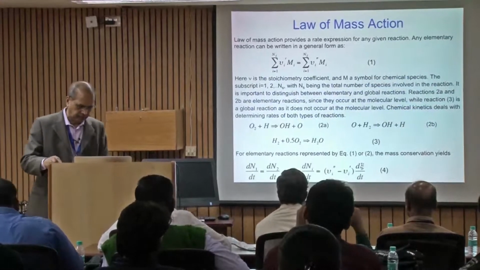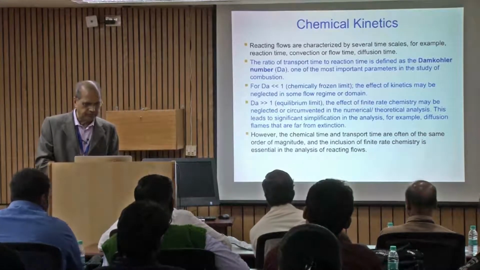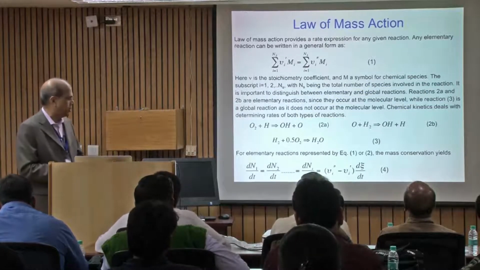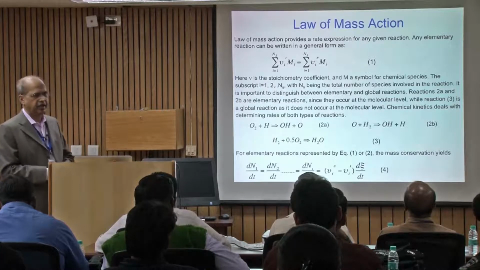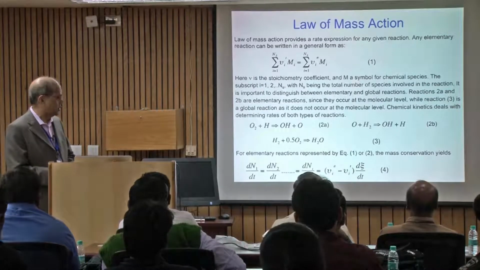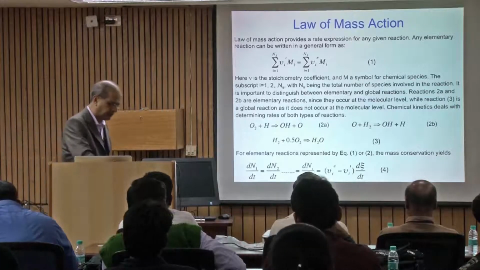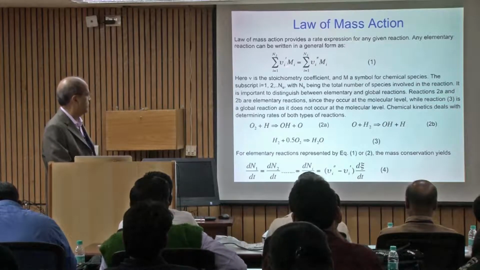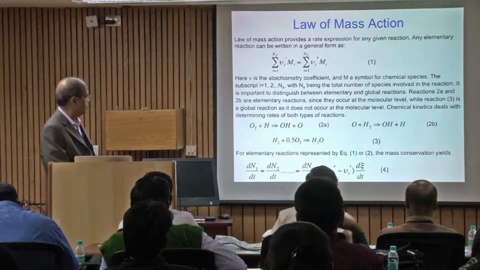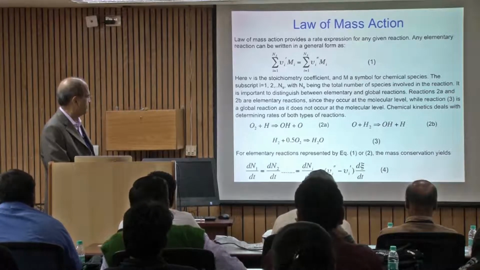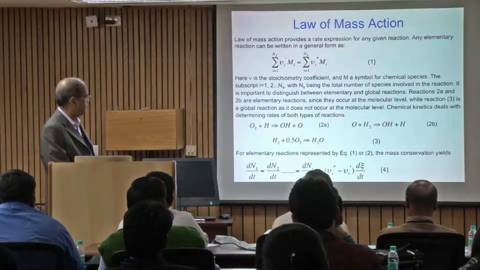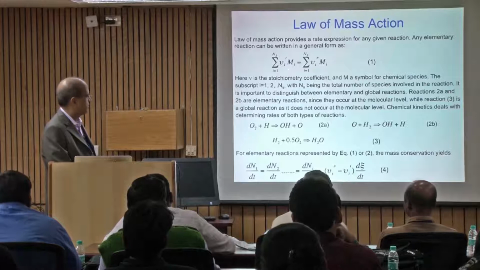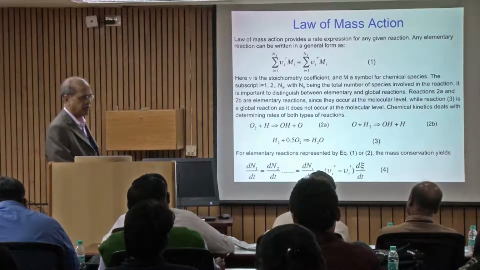Now we'll consider how you write the reaction rate for elementary reactions. This is the general equation which is used. It looks very complicated, but when you actually use it, it's quite simple. The nomenclature here: this is the reactant side, this is the product side. With a single prime, if you see nu, i is the species, and nu is the stoichiometric coefficient.